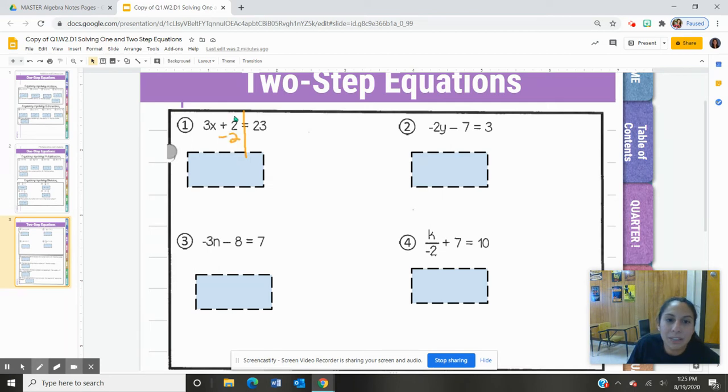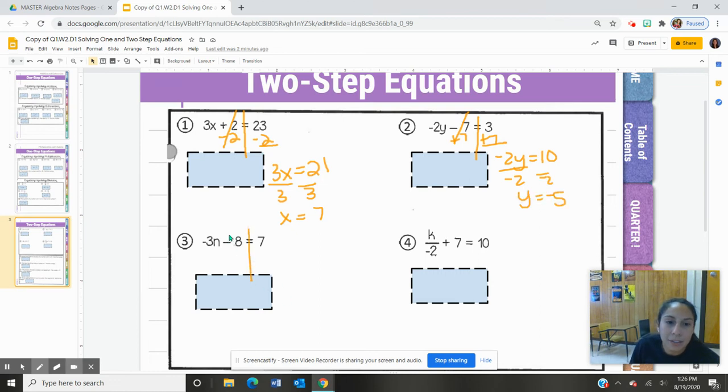So the opposite would be take away 2. So once I take away 2 from this side, we end up with 3x is equal to 21. Now, x is being multiplied by 3, so the opposite is to divide by 3. X is equal to 7. Problem 2. Same process. You always want to look at whatever's being added or subtracted. So since they're subtracting 7, we're going to add 7. So adding 7, that gives you -2y equals 10. Then we're going to divide both sides by -2, and y is equal to -5.